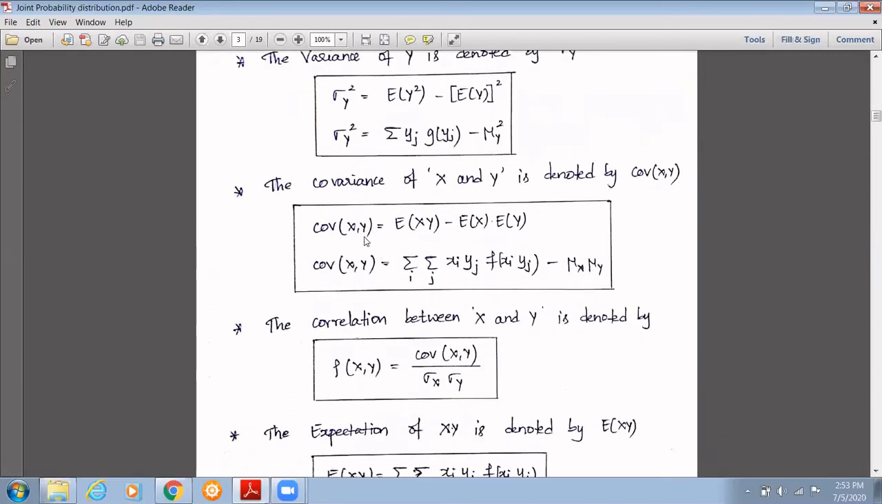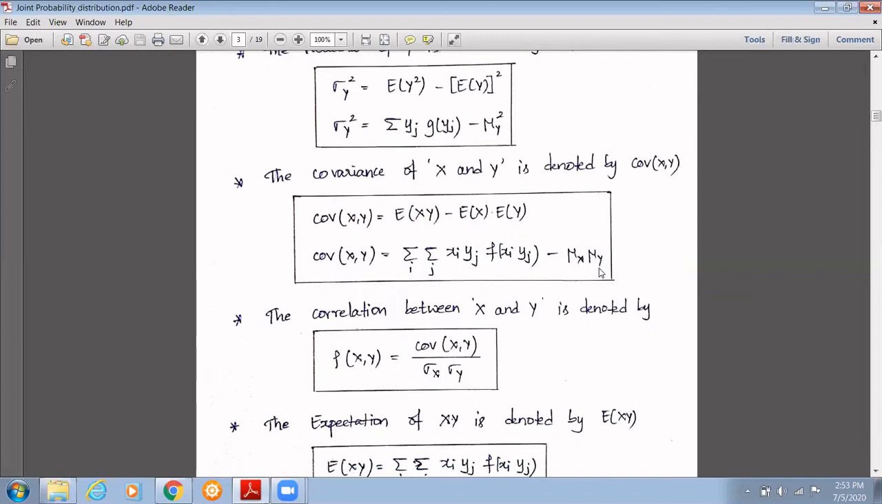Next, covariance. Covariance of the random variables x and y is denoted by covariance of x comma y. It is given by the formula covariance of x comma y is equal to double summation running over i, j of xi yj into f of xi comma yj minus mu x into mu y, where mu x represents expectation of x, mu y represents expectation of y. This is the definition of covariance.